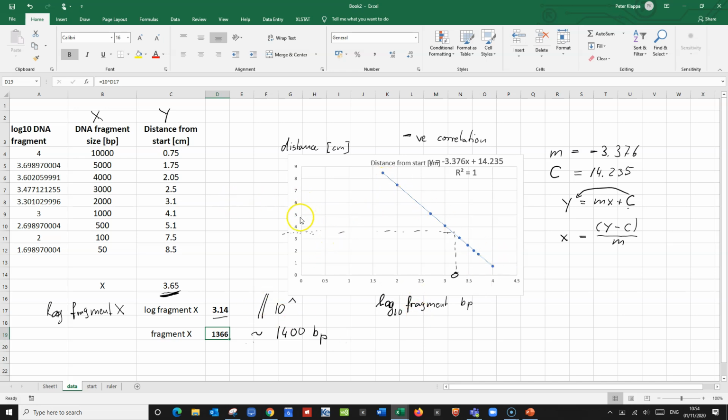And from this straight standard curve, we then can determine the log, and that's important, the log of the unknown band. And we can convert this log then into the DNA fragment size.